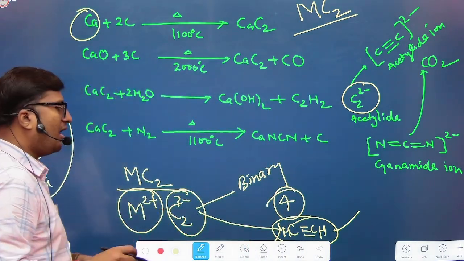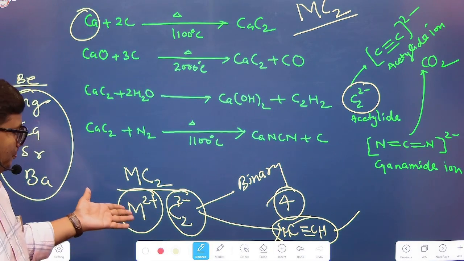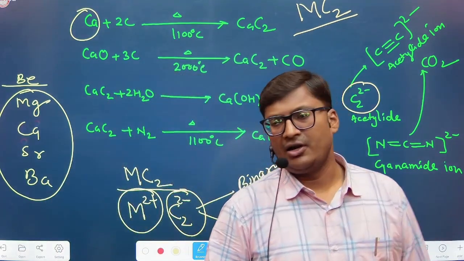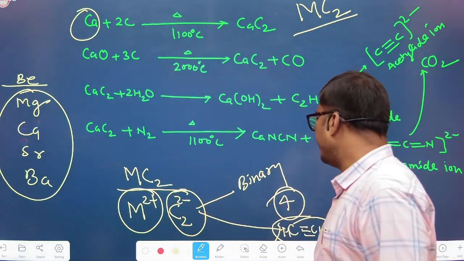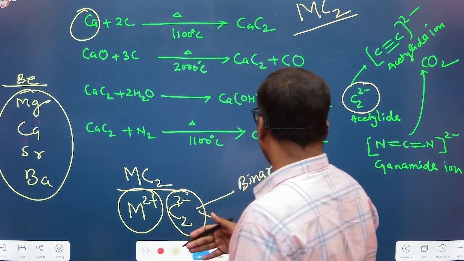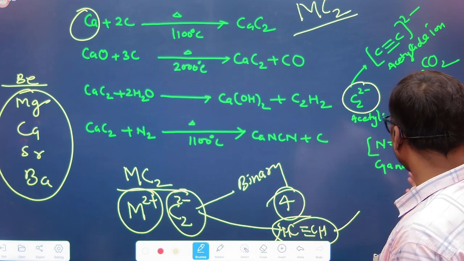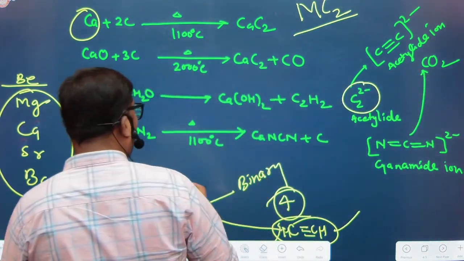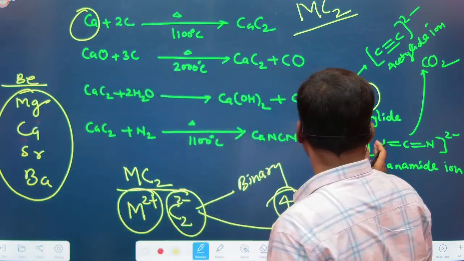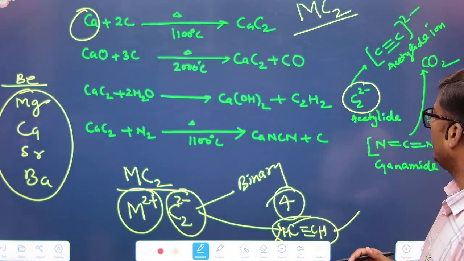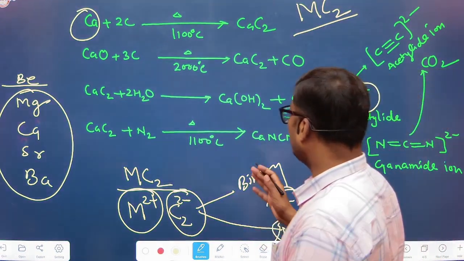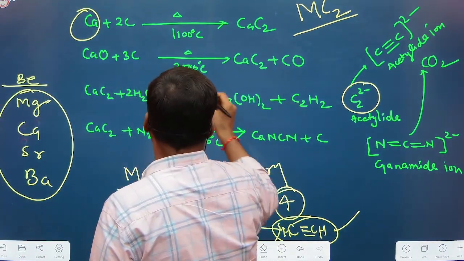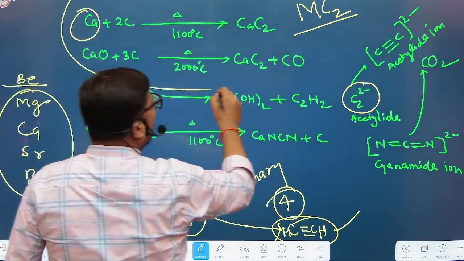This acetylide ion contains 10 valence electrons in total among the 2 carbon centers, right? So it is isoelectronic with neon, not helium here. So what are the properties of such carbides?